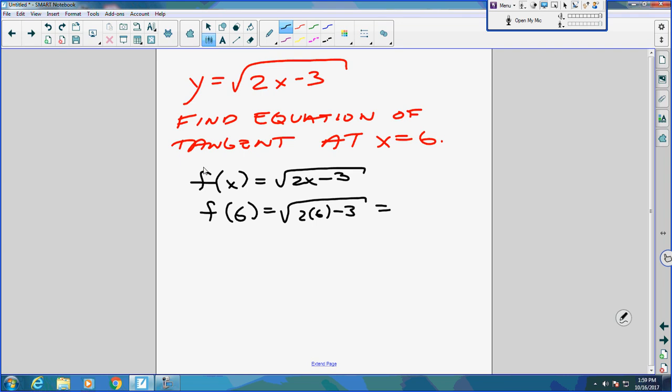I'm going to do some bad notation. I'm pretty sure the point is 6, 3. I just substituted 6 in, right? So now I know the ordered pair.